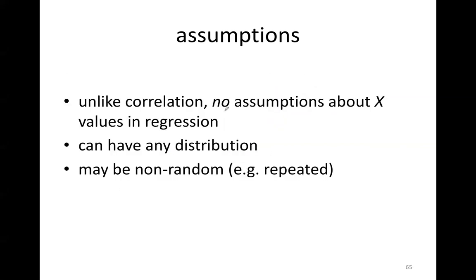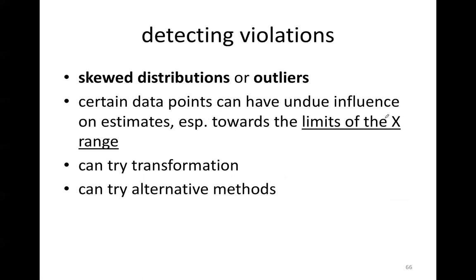Yeah, so unlike correlation, we don't have assumptions about x values in regression. X could be uniform, whatever, it wouldn't matter. It could be repeated, that's also fine. Yeah, so now we will be discussing how we can determine if the assumptions fully hold or the data suggests violations of these assumptions.